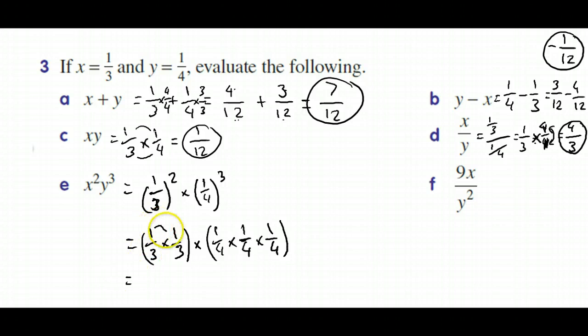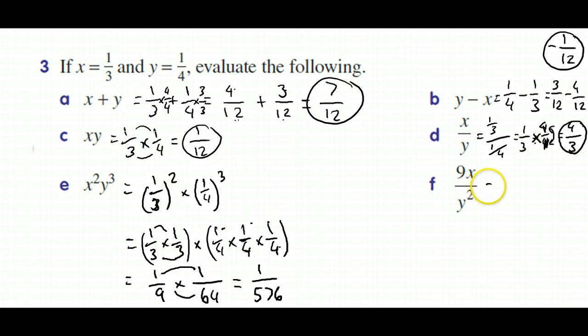Okay, top times top, bottom times bottom, that becomes 1 over 9. And this becomes top times top times top is 1. 4 times 4 is 16. 16 times 4 is 64. So then we've got 1 times 1 and 9 times 64. That becomes 1 over 9 times 64 would be 540 plus 36 is 576.